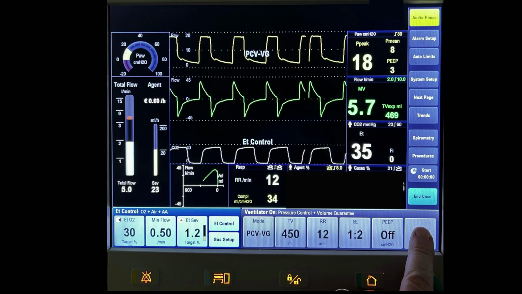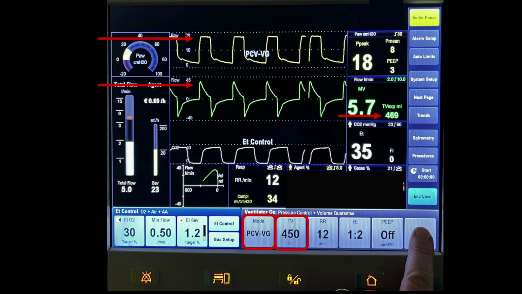Here I'm using volume guaranteed pressure control in a patient in the operating room. You can see the mode of ventilation there, and the pressure waveform is flat topped and decelerating flow. The desired tidal volume is 450 mils, and the expired measured tidal volume is slightly above this, 469 mils. I'll explain why a little bit later.